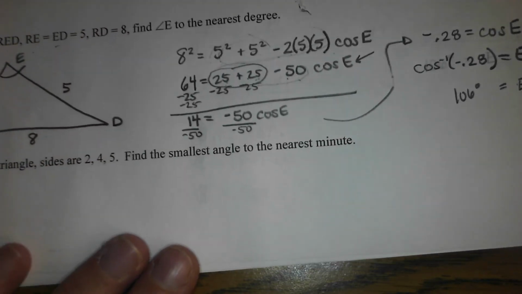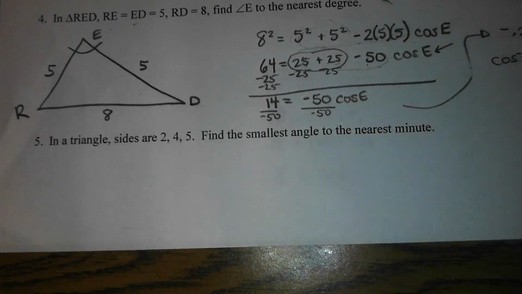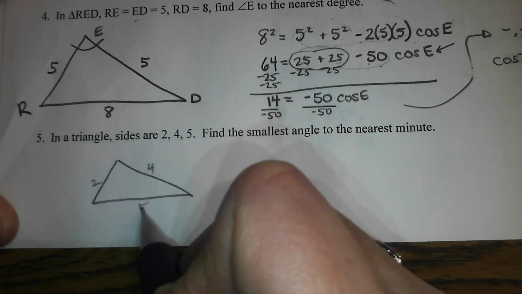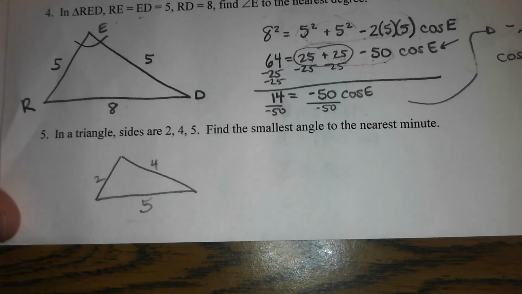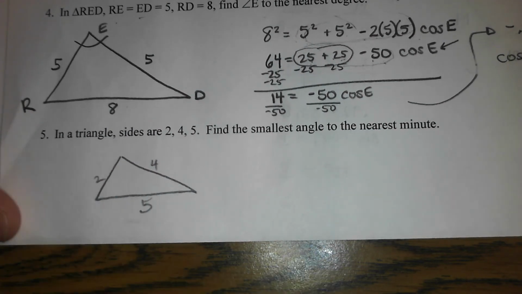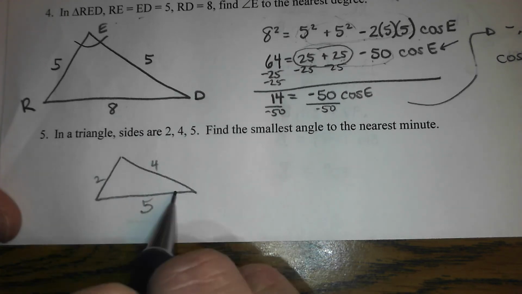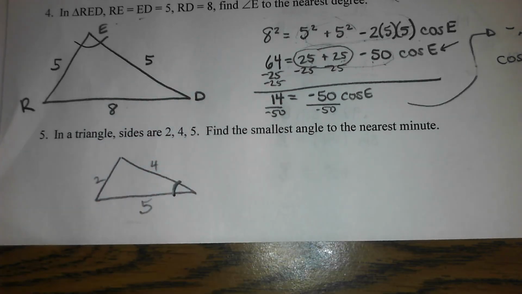So do number 5 on your own. Just find the smallest angle. If I set up a triangle to be 2, 4, and 5, which one is the smallest angle? The bottom left, the bottom right, or the top? Bottom right, right? Smallest angles across from the smallest side. Do you remember that? Okay, so this is the angle that they're looking for. So call it whatever variable you want, but set up what you're going to do and find that angle. We'll talk about the nearest minute thing in a second.